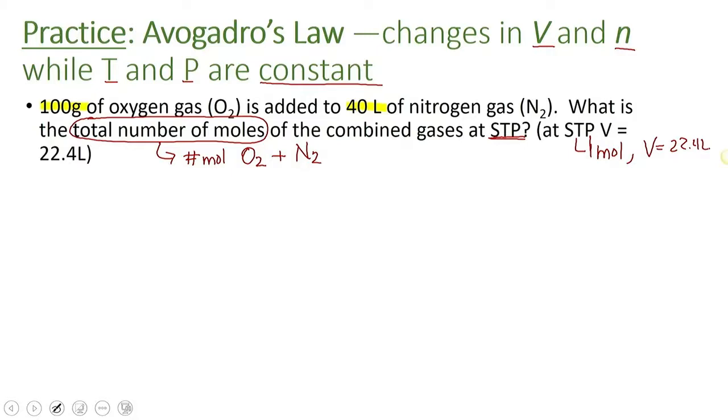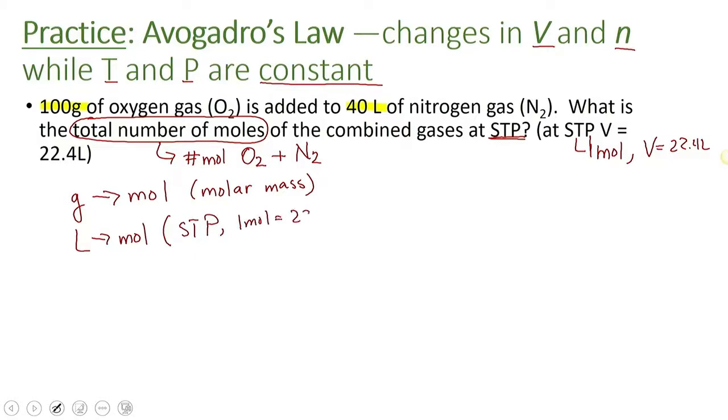All right, we're given grams and we're given liters. So if we go back a little while ago, you remember that in order for us to go from grams to moles, we need the molar mass. And we want to go from liters to moles, then we'll use the information from STP, where our 1 mole is equal to 22.4 liters. Okay? All right, so how many moles of oxygen gas do I have?